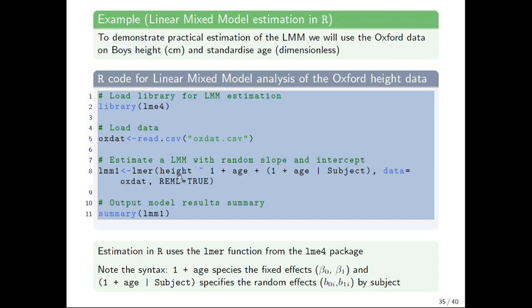Now note the syntax carefully. We have height tilde 1 plus age. That's specifying the fixed effects. The 1 requests an intercept. In this case, you have to specify that. And the expression in brackets, 1 plus age given subject, specifies the random effects. So we're asking for a random intercept and a random slope coefficient on age, and we're asking for them to vary by subject. So the bracket is telling the software what the random grouping is.